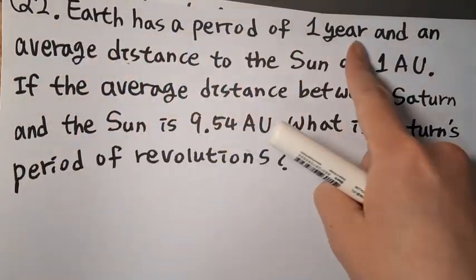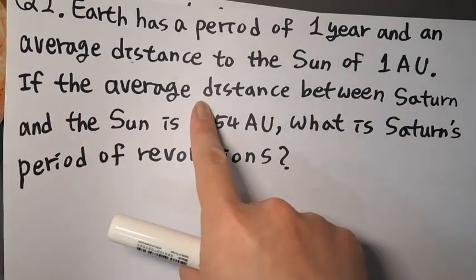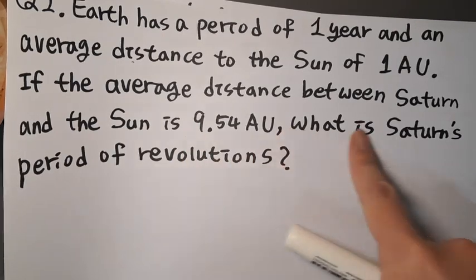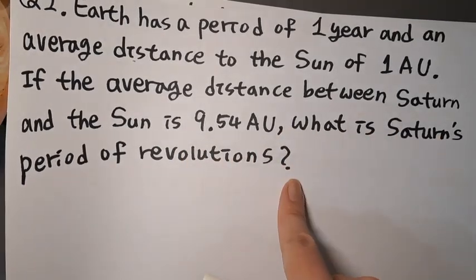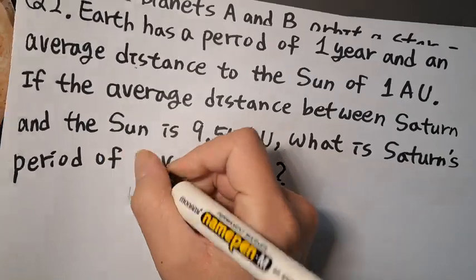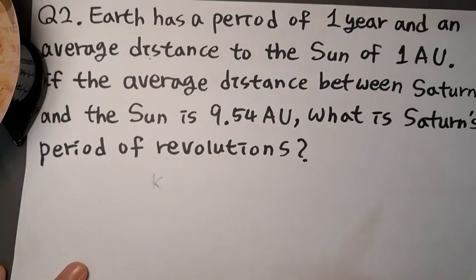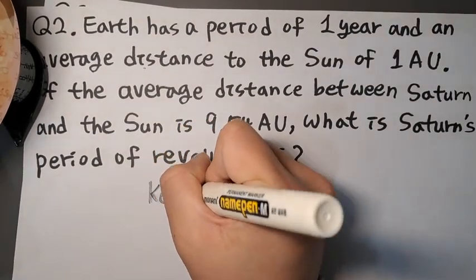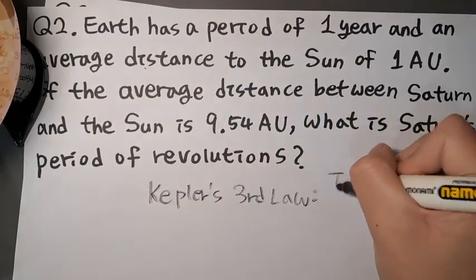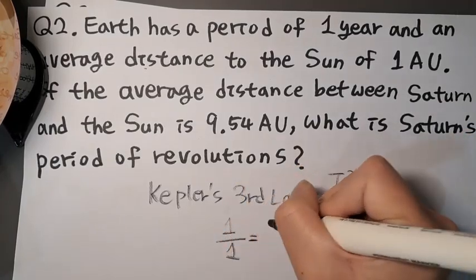Earth has a period of 1 year and an average distance to the Sun of 1. If the average distance between Saturn and the Sun is 9.54, what's Saturn's period of revolution? So, according to Kepler's third law, you can find this equation. So we are going to apply this.